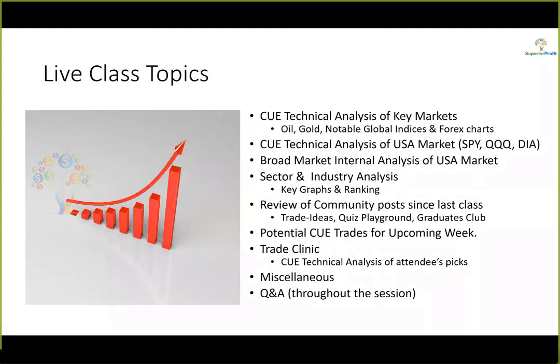As usual, we'll look at key technical analysis of oil, gold, India Nifty Index, and a few forex symbols. Then we'll look into SPY, QQQ, and DIA through Q charts before going into broad market sector and industry analysis through graphs, heat map, and ranking table. We'll look at some of the ideas shared in the traders community since our last class, and we'll be happy to analyze any potential trade ideas shared by any of you.